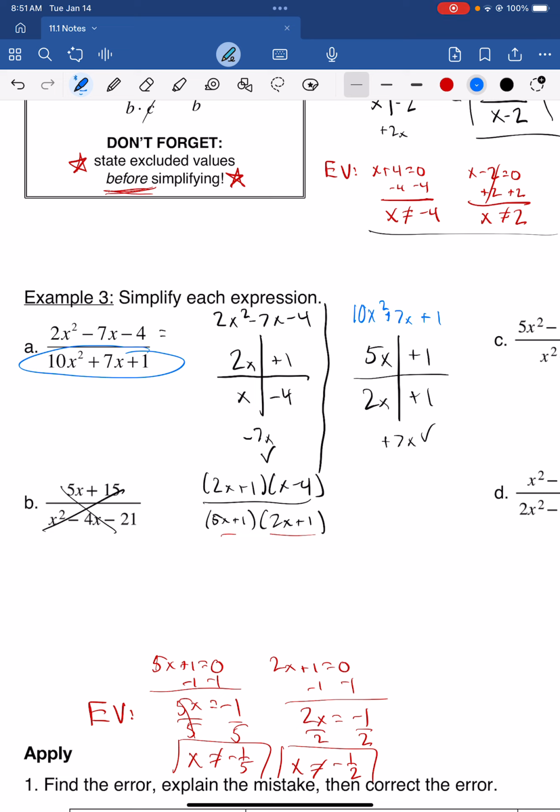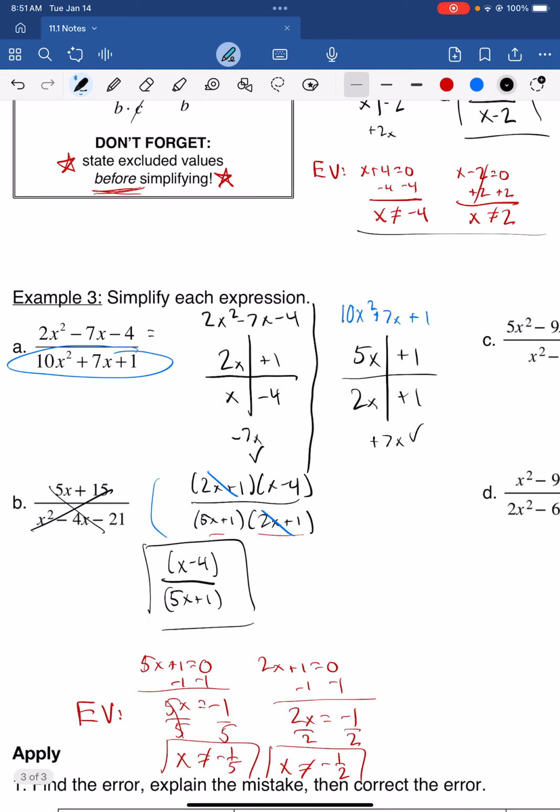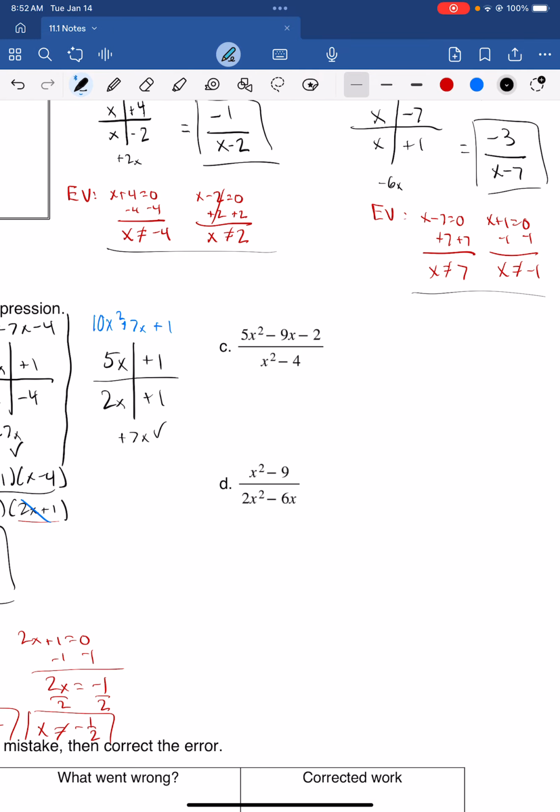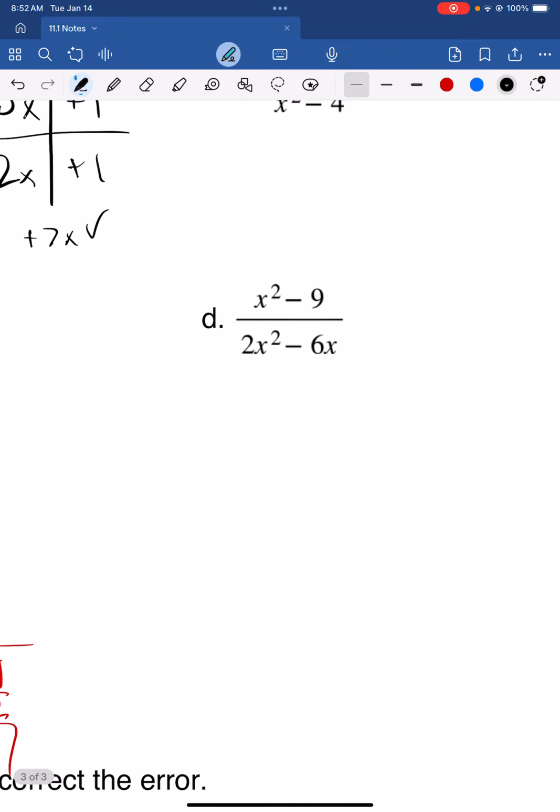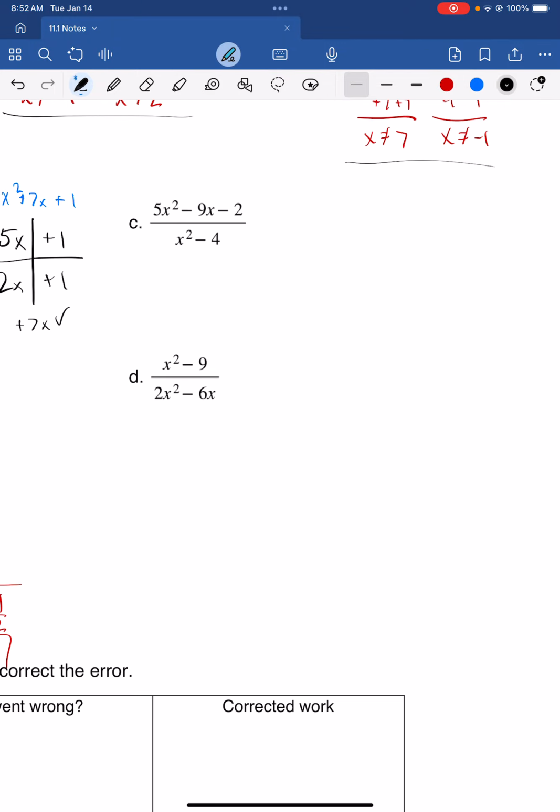Now that we've done that, we look back up at our expression here. 2x plus 1, 2x plus 1 cancel out, and you'll get x minus 4 on top, and on the bottom, 5x plus 1. And that's going to be your expression there. All right, one more. How about we take a look at this one down here. So again, we're going to have to factor both the top and the bottom.